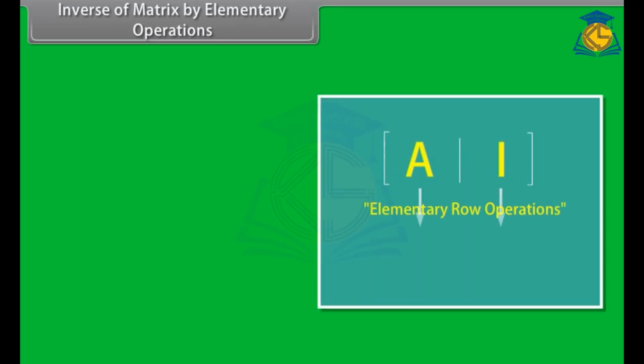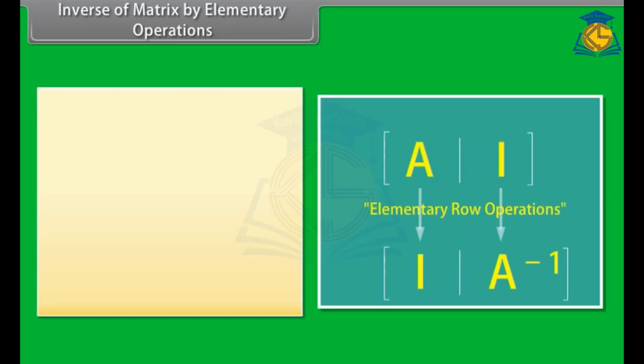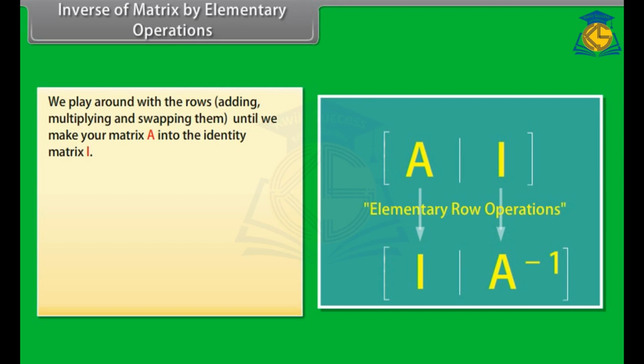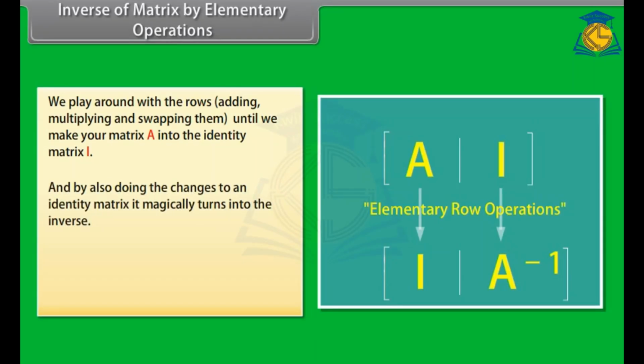Inverse of matrix by elementary operations. This is a fun way to find the inverse of a matrix. We play around with the rows, adding, multiplying and swapping them until we make our matrix A into the identity matrix I. And by also doing the changes to an identity matrix, it magically turns into the inverse.